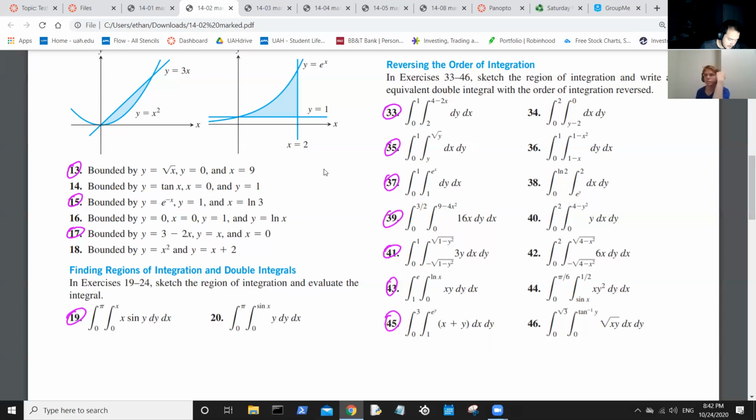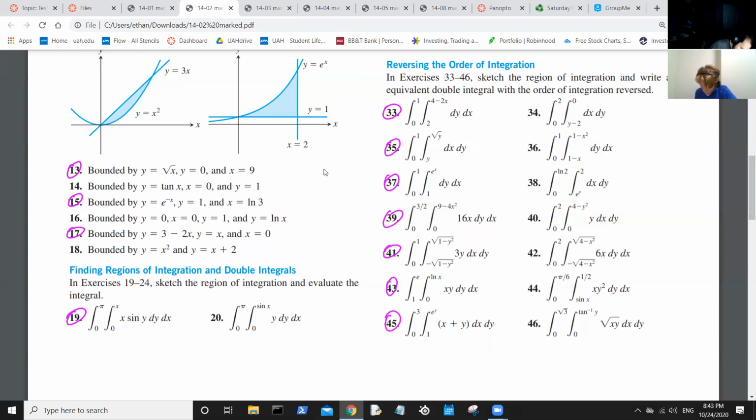So in that case, shouldn't the bound still be 0 to root x and then 0 to 9 for vertical? Yes. Yeah. So I just spoke wrong. The order was off there. So this iterated integral, the inner integral is your dy.